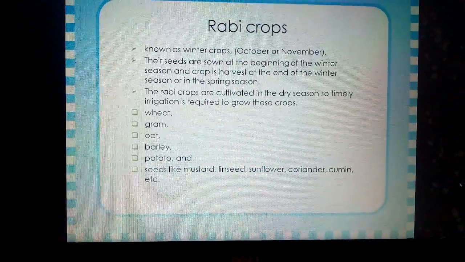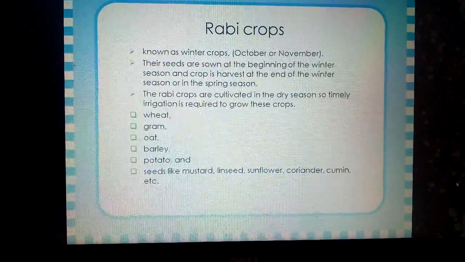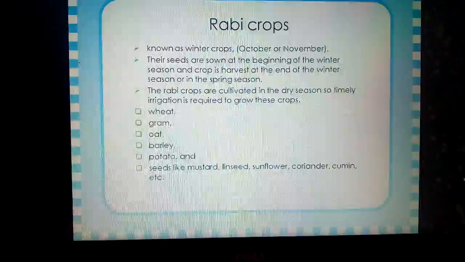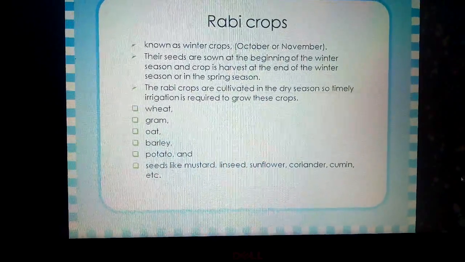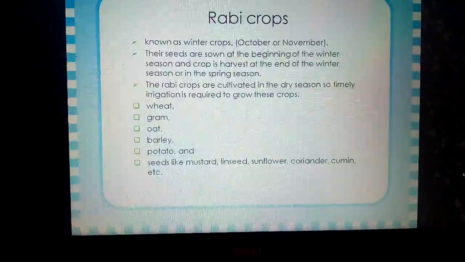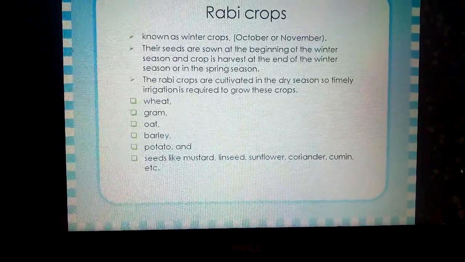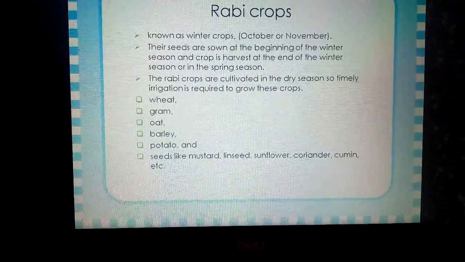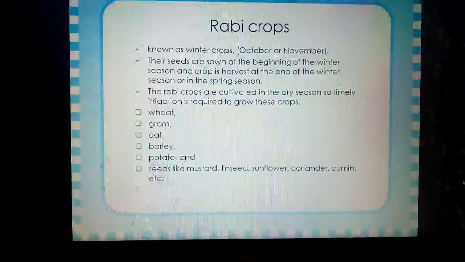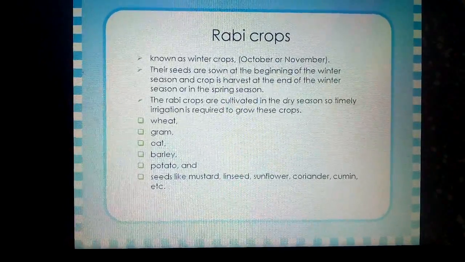Rabi crops are known as winter crops. As we know, between October and March we have the winter season, right? So these crops are grown between October to March. That means in October they are sown, and at the end of March they are harvested. Their seeds are sown at the beginning of the winter season, and the crop is harvested at the end of the winter season or in the spring season, right?